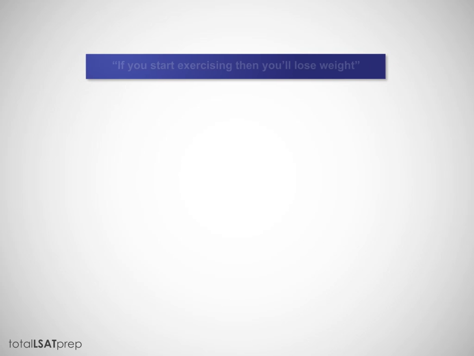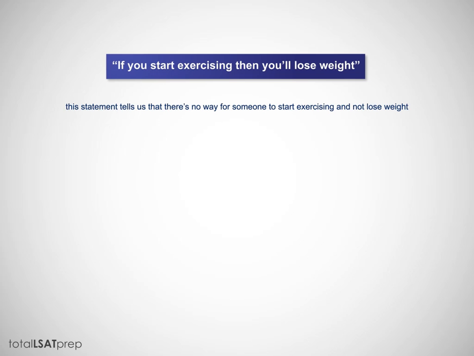So let's take a look at this conditional statement as well. It says, if you start exercising, then you'll lose weight. Now what this means, once again, is that the statement basically tells us that there's no way for someone to start exercising, the first condition, and not lose weight, the second condition. So if you know that your friend Johnny started exercising, which is a specific instance of the first condition, then you know without checking Johnny's weight that he lost weight, because that has to be true.